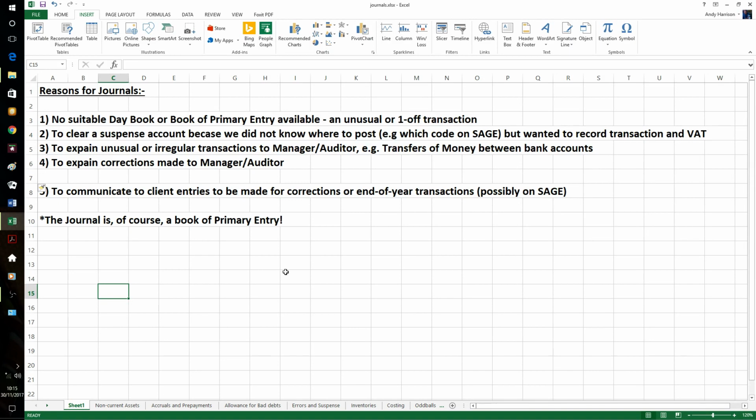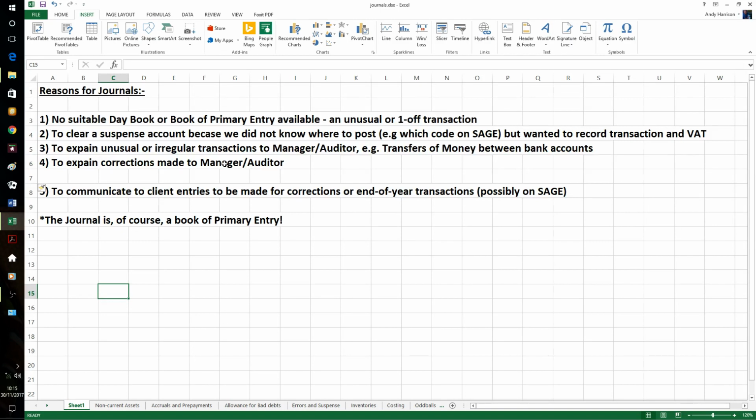Also, we might have a suspense account. Maybe we didn't know where to post something. So I've made a big purchase. I want to record the transaction so I can do my bank reconciliation. I want to claim the VAT back. Didn't know what code to put it in on Sage. Post it to suspense and then clear it later.